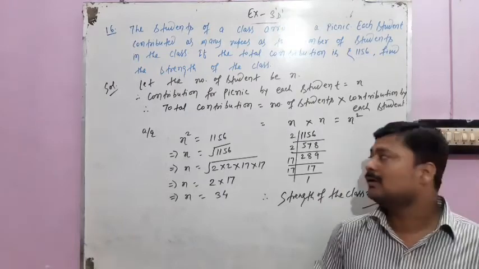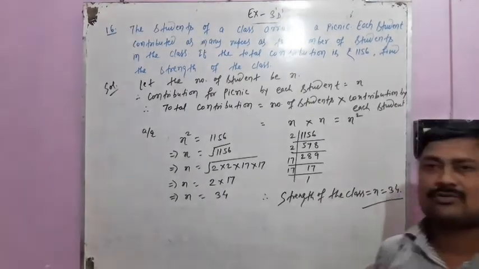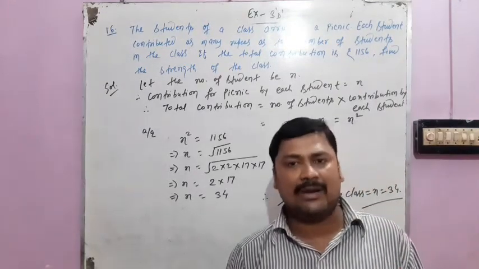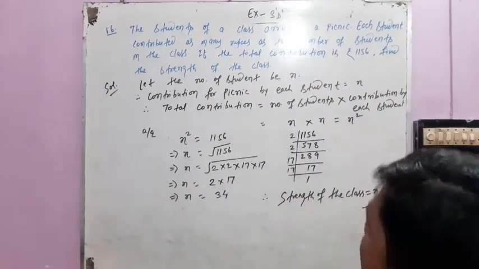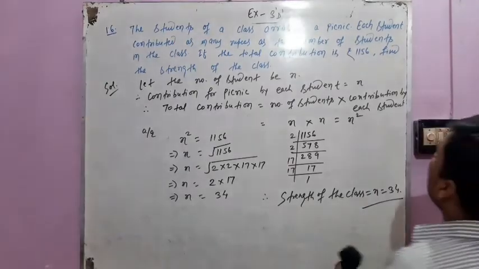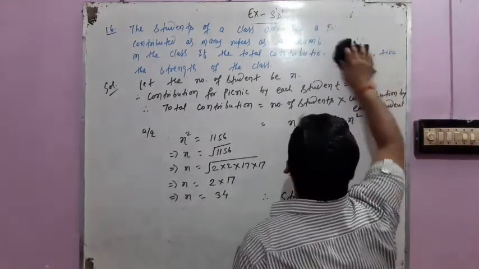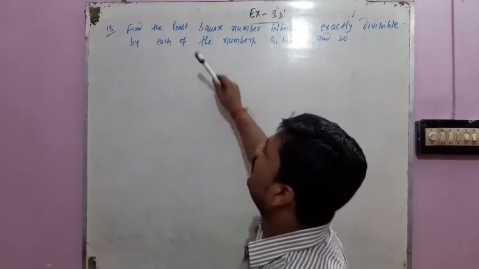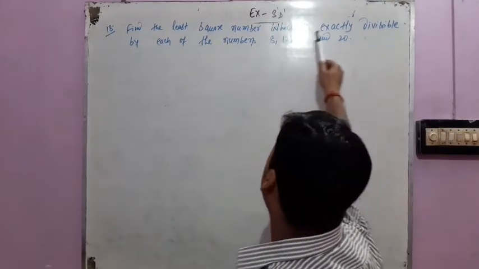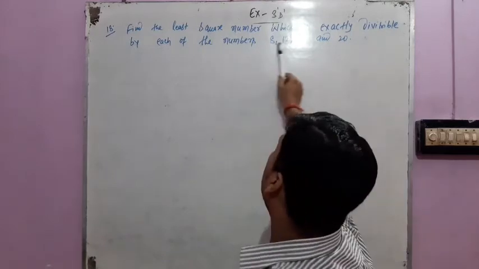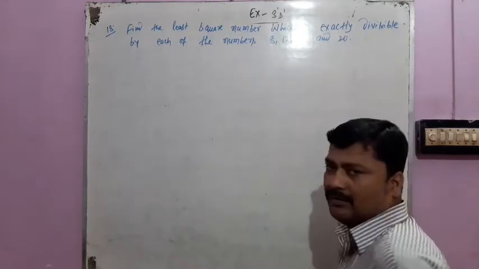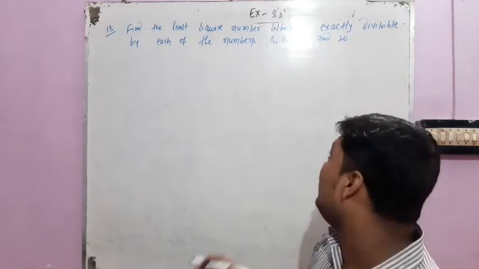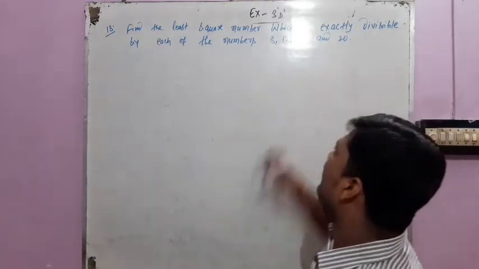Okay, students. Now we have to move on to the next question. Question number 17 and 18 both are the same, so here we are going to solve question number 18. In question number 18, find the least square number which is exactly divisible by each of the numbers 8, 12, 15 and 20. In such type of question, students, first we have to find the LCM of 8, 12, 15 and 20, means the given numbers.